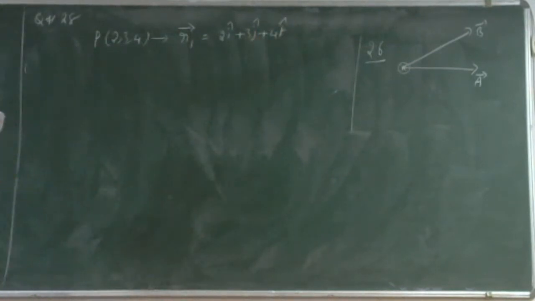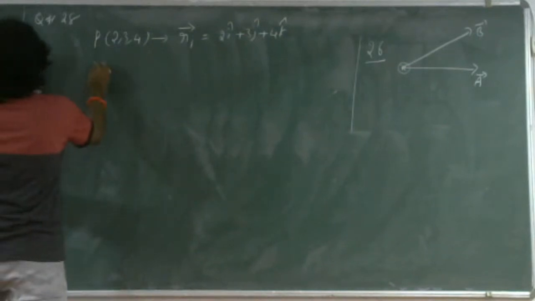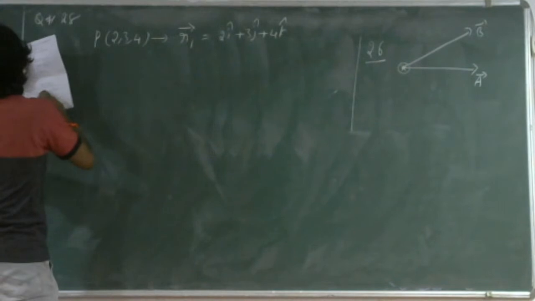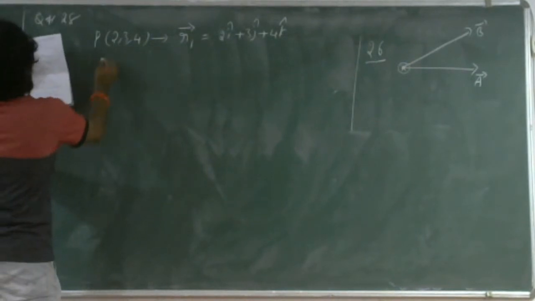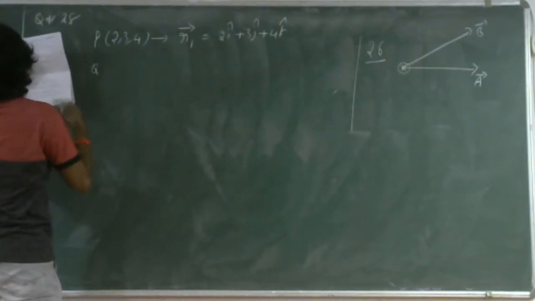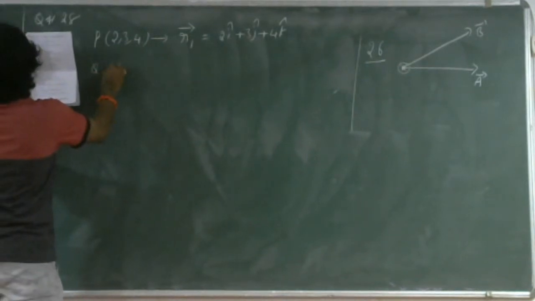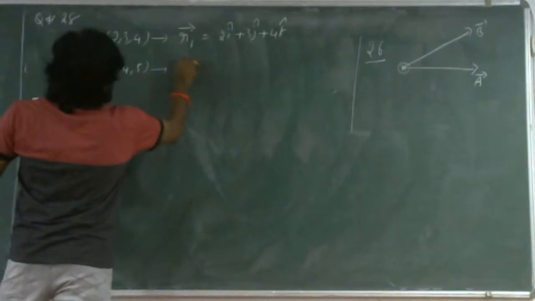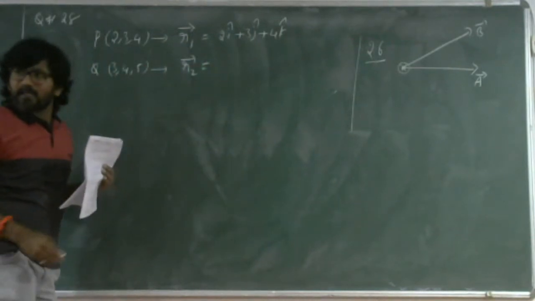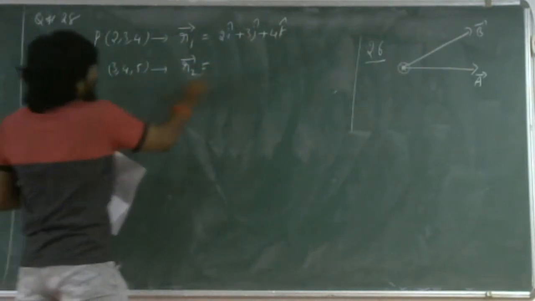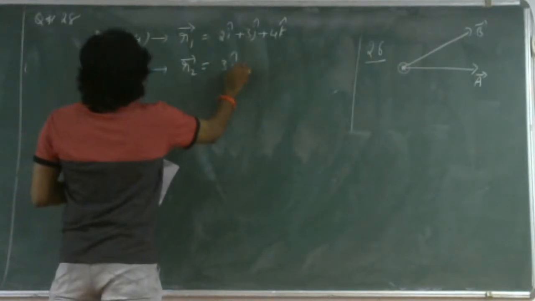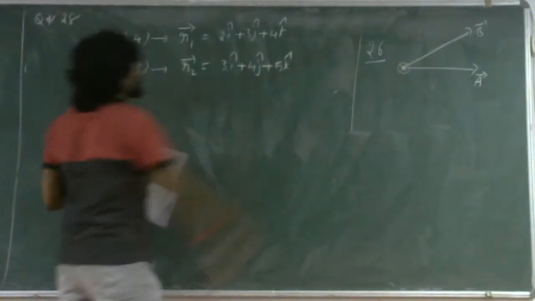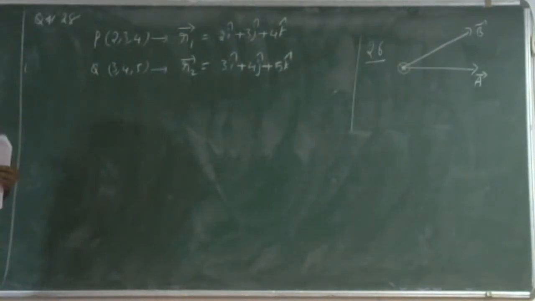For the initial point, position vector. For the final point, the body has moved from P (2, 3, 5) to some other point Q, given as (3, 4, 5). So its position vector can be expressed as R2 vector, in I, J, K components: 3 I cap plus 4 J cap plus 5 K cap. This is how you have to write the initial and final position.